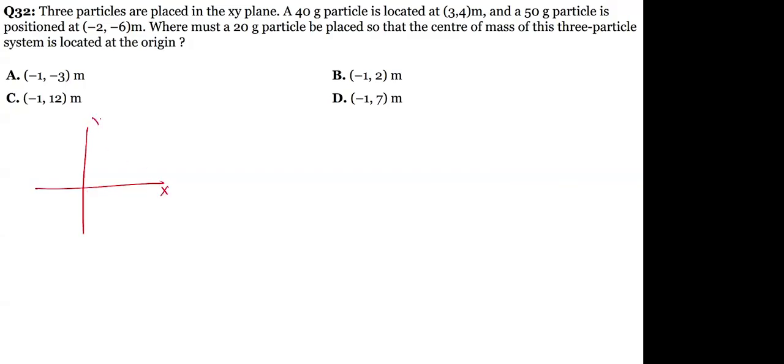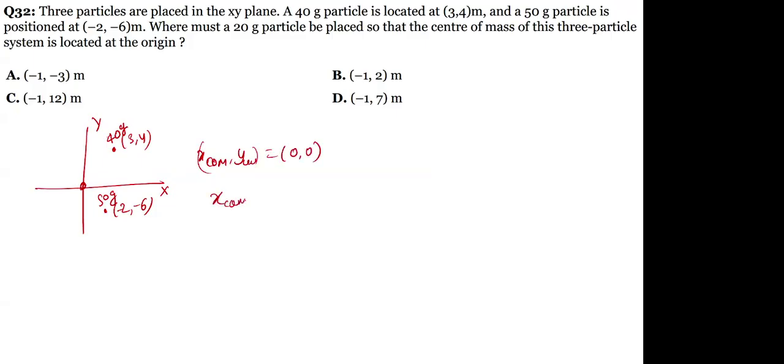Now let's say this is X and this is Y. One of the particles is placed here, (3, 4), and one of the particles is placed here, (-2, -6). Okay, this particle weighs 40 gram and this particle weighs 50 gram. Now, where should we place the 20-gram particle so that the center of mass lies at this origin? Which means X center of mass and Y center of mass will be 0, 0.